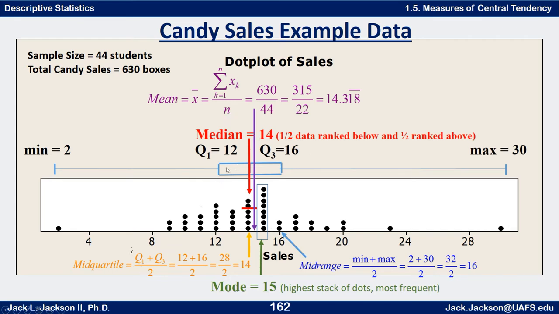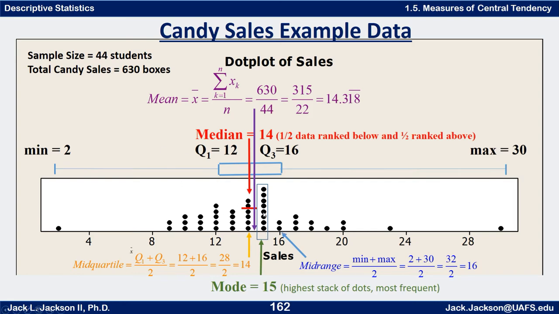The mid-quartile is kind of like that, but it uses the quartiles here. So we average the quartiles 12 and 16 and get 14. And so 14 is 2 above the first quartile, 2 above 12, and is 2 below the third quartile. It's 2 below 16.